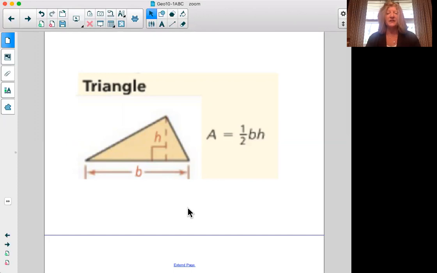The area of any triangle is half the base length times the height's length. Remember, the height is the length of the altitude, and the base and height are always perpendicular to each other.